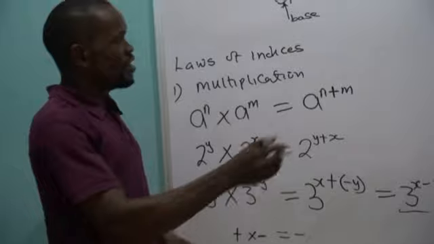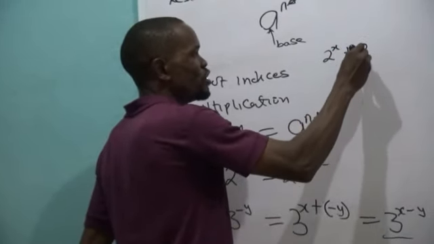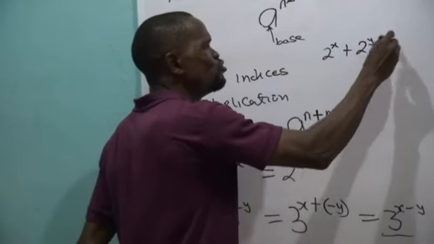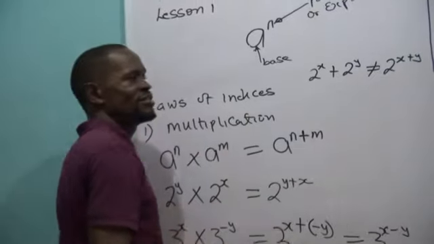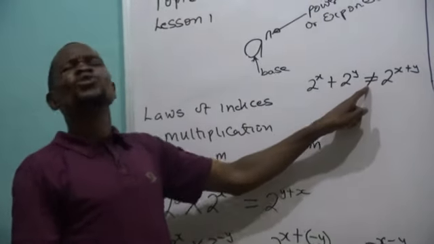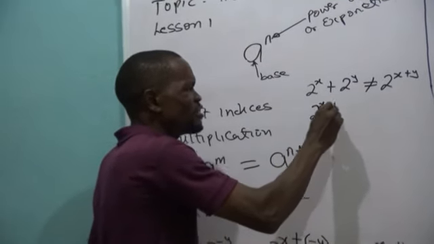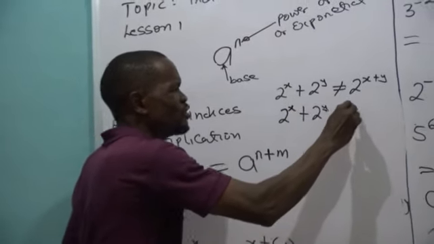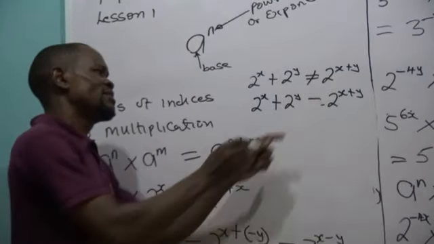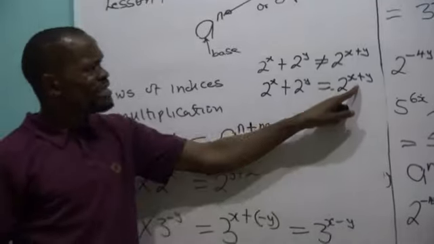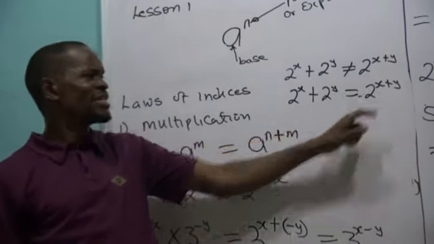For instance, if I have 2 raised to the power x plus 2 raised to the power y, I cannot do this. I can't do this. If I say this plus this is equal to this, I have committed what we call mathematical fallacy. Are you getting what I'm saying now? What I have committed is mathematical fallacy, which is a taboo.